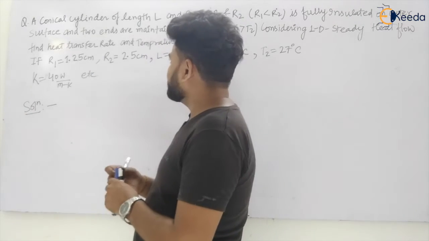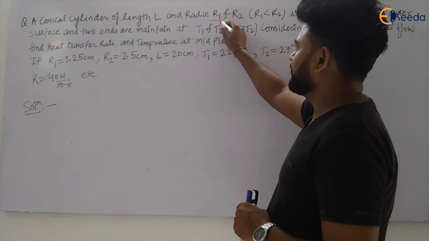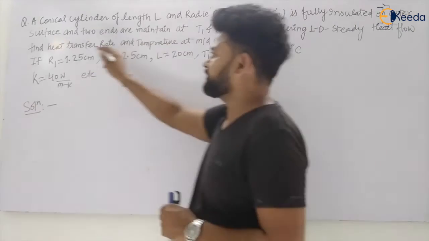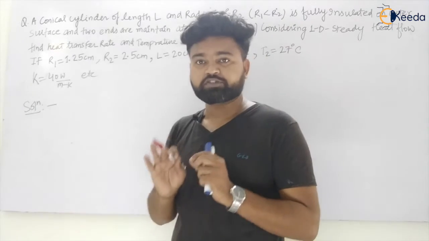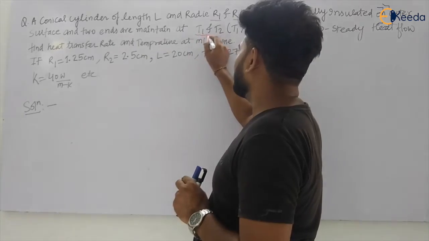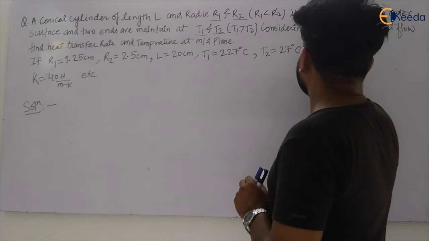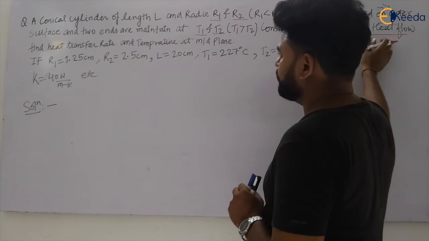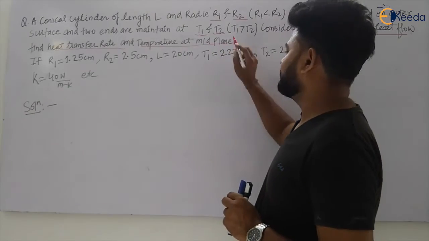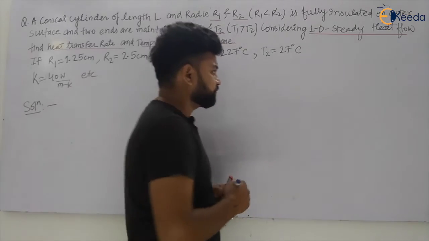A conical cylinder of length L and radii R1 and R2, the inner radius is R1 and outer radius is R2, is fully insulated on the outer surface. They have given that it is fully insulated on the outer surface, and two ends are maintained at T1 and T2, where T1 is greater than T2. Now, considering one dimensional steady heat flow, find heat transfer rate and temperature at the midplane.